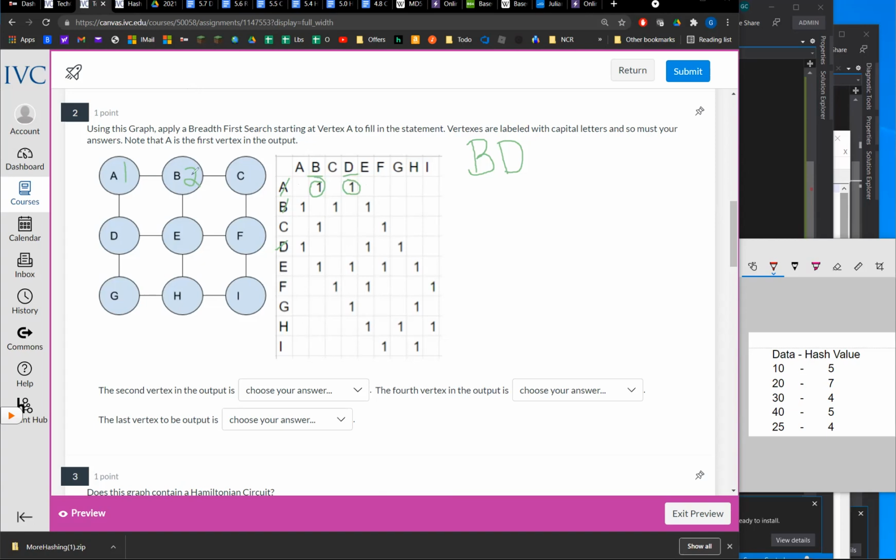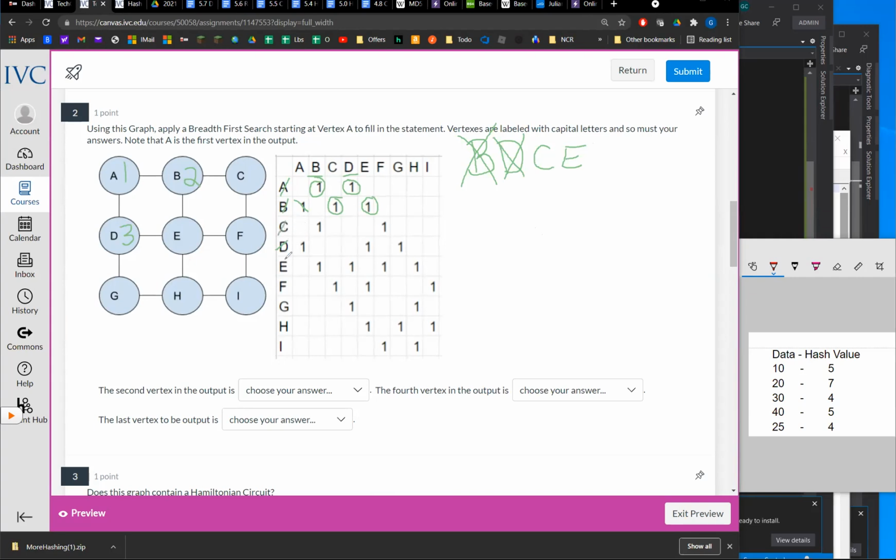All right, so we DQ B. Come to B's list. We already know about A, so we don't need to NQ it. We don't know about C, so we'll NQ that. We don't know about E, so we'll NQ that. Then we can go ahead and DQ. So D pulls off as our third output. We go to D's list.